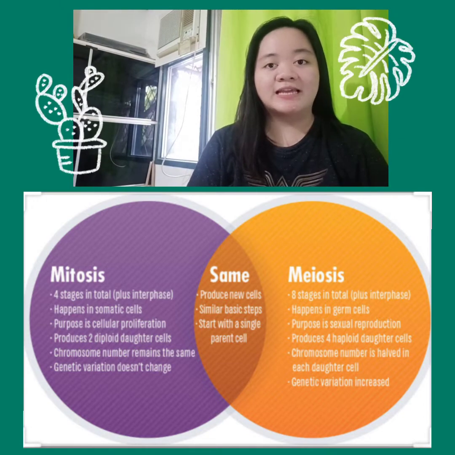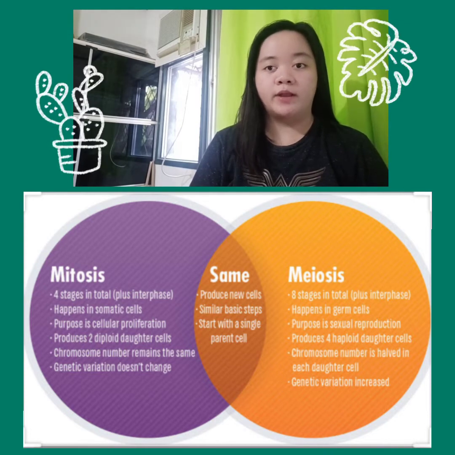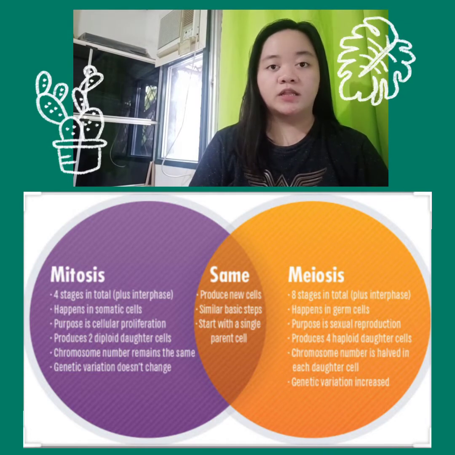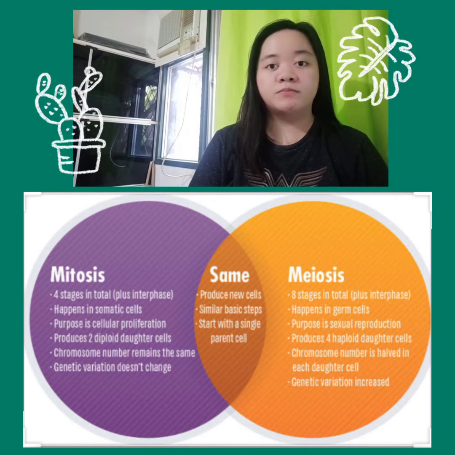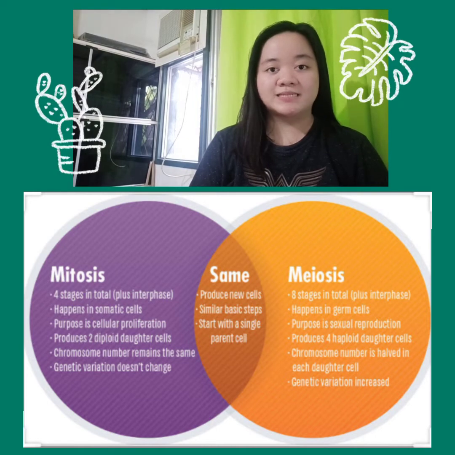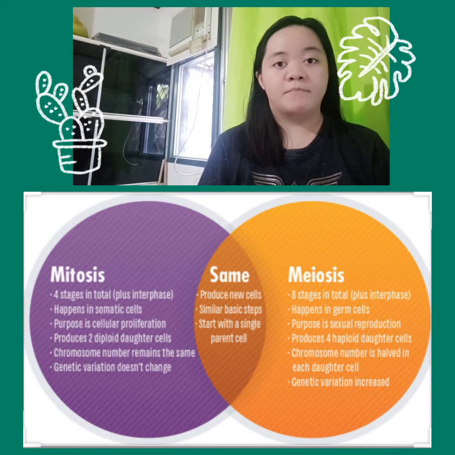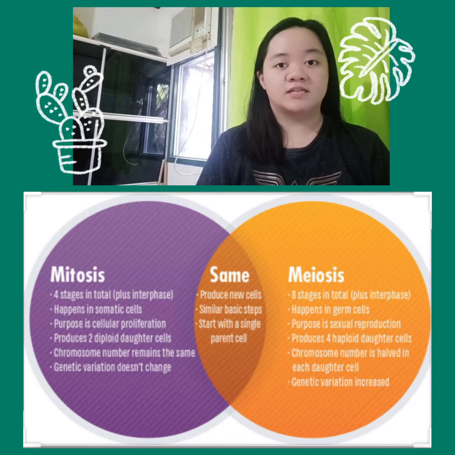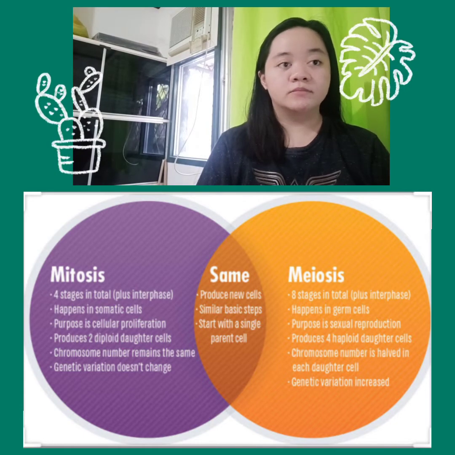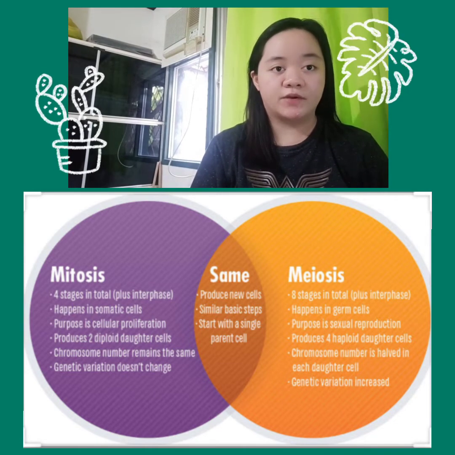For meiosis, it has 8 stages. After interphase, it undergoes meiosis 1. And after meiosis 1, it undergoes meiosis 2. Both stages of meiosis undergo the usual prophase, metaphase, anaphase, telophase, and cytokinesis. But we have to remember that after meiosis 1, before meiosis 2, there is no more further replication or synthesis of DNA.